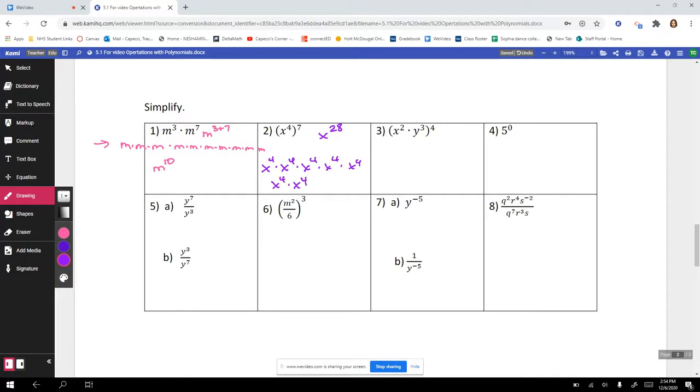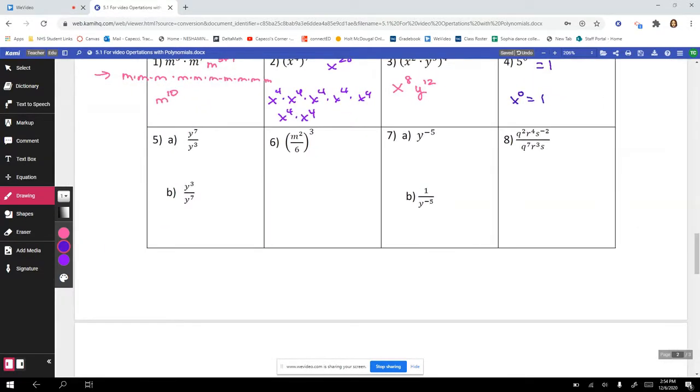Okay, looking at number 3, I'm going to take everything on the inside and raise that to the power. So this gives me x to the 2 times 4, which is 8, and y to the 3 times 4, which is 12. Now, the zero power property in number 4 means anything we take to the 0 power is equal to 1. So 5 to the 0 is going to be 1. If I have something like x to the 0, that's also going to be 1.